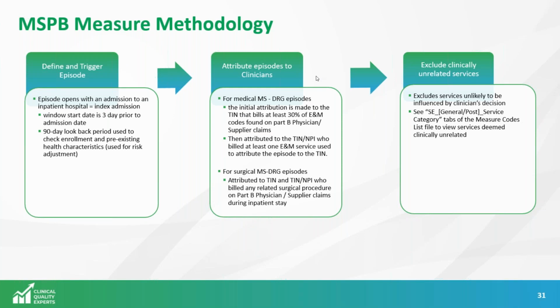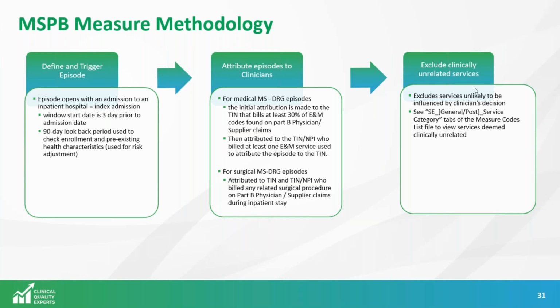Now, episodes with MS-DRGs, so a Medicare Severity Diagnosis Related Group, are attributed first to the TIN that bills at least 30% of inpatient E&M services during the index admission, and second, any TIN NPI who billed at least one E&M service that was used to meet the 30% threshold for the TIN. The episodes with surgical MS-DRGs are attributed to the TIN and TIN NPI that provided the main procedure for the index admission.